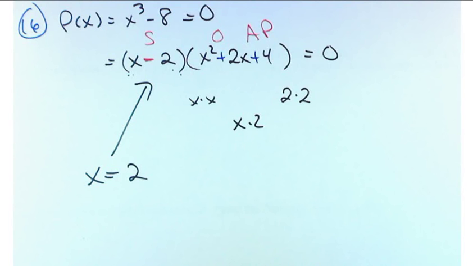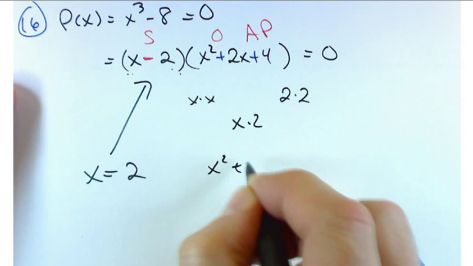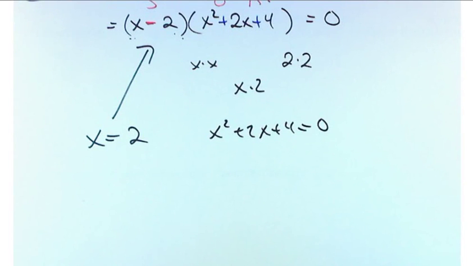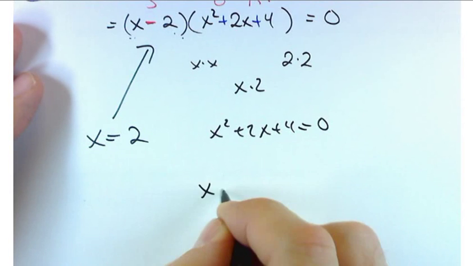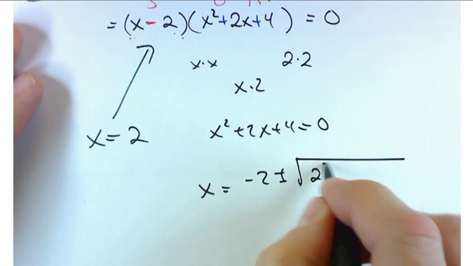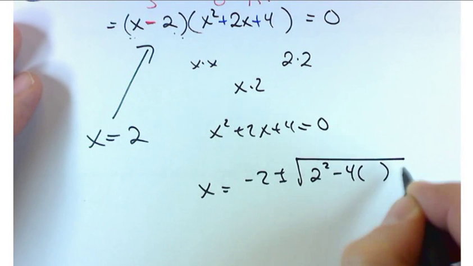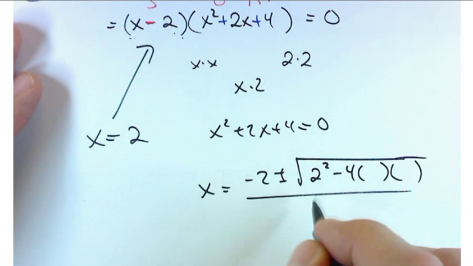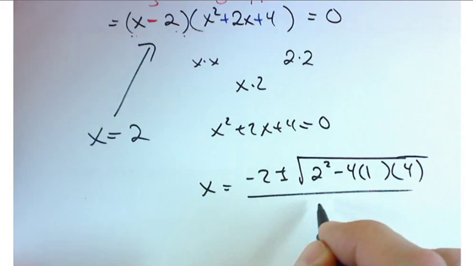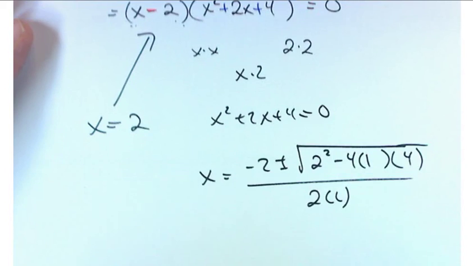All right, let's keep going. X squared plus 2x plus 4 equals 0. Well, we need to figure out where that is equal to 0. And if we can't factor it, what's our fallback? What can we always go to? Quadratic formula. So let's go to the quadratic formula. That's going to be negative 2 plus or minus the square root of 2 squared minus 4 times a times c. So a is 1, c is 4, over 2 times 1.